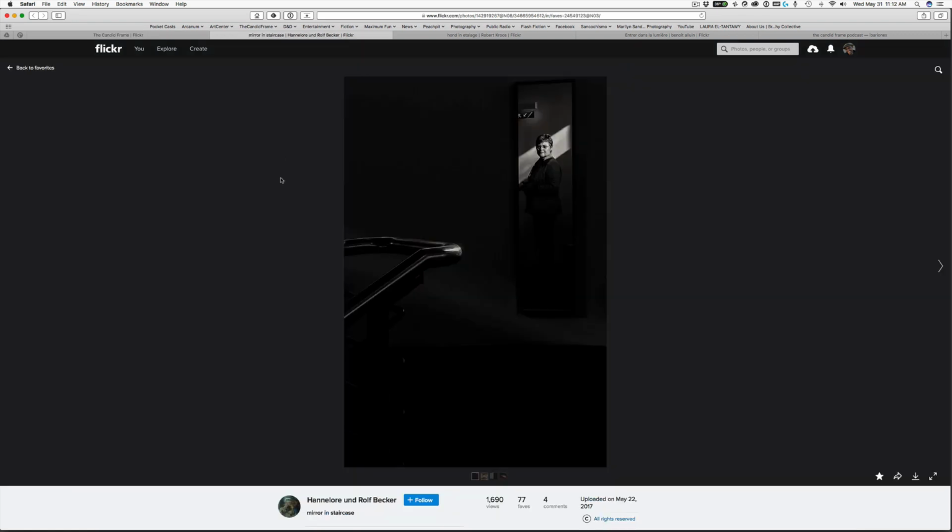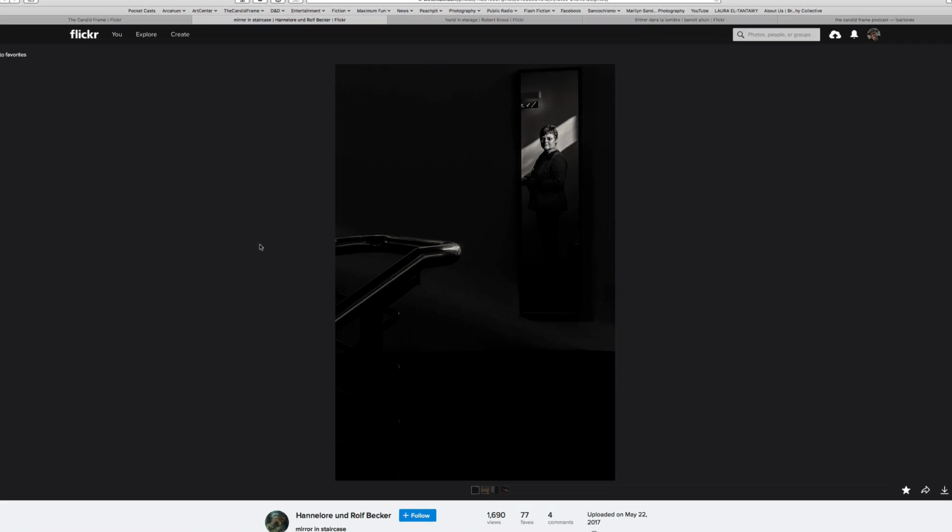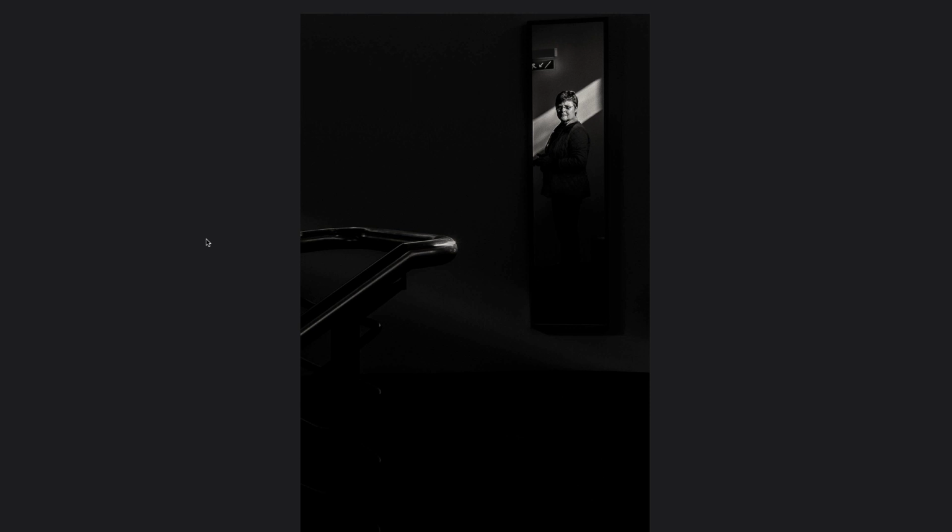Here we have a shot by Hannelore and Rolf Becker. We don't have any EXIF data here. So where do you look first when you take a look at this picture? If you're me, you immediately gravitate to the woman in the upper right-hand corner. Why? Because she's the brightest element in the frame, and also she's the point of greatest contrast.